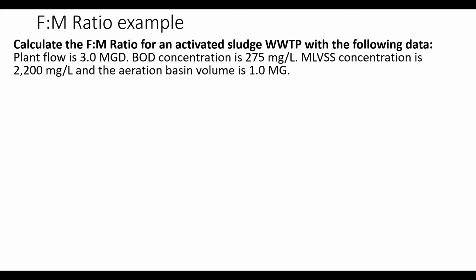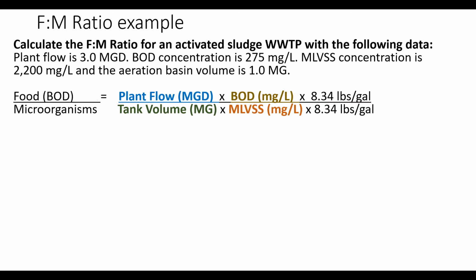And our plant flow is 3, so 3 times 275 milligrams per liter times 8.34 is our food. That's how much food's available. The mixed liquor volatile suspended solids concentration is 2,200 milligrams per liter. That's in the aeration basin, and that has a volume of 1.0 million gallons.